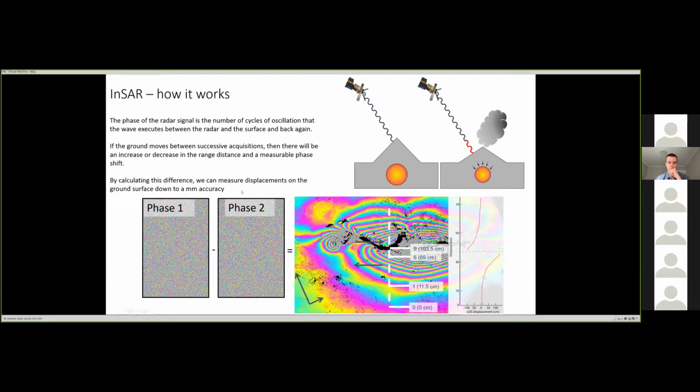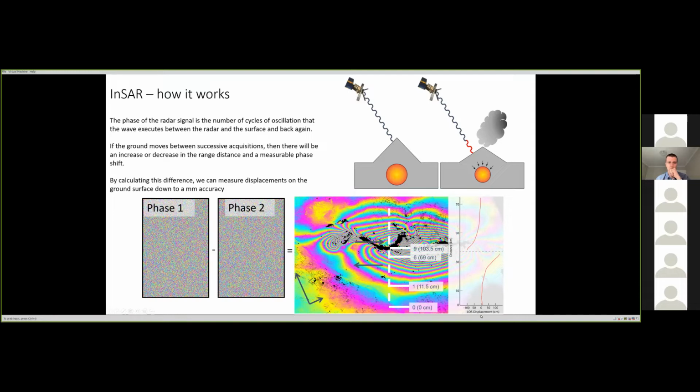So if you look at the bottom left, for a typical two images, phase 1, phase 2, the raw phase is more or less meaningless. It's just a jumble of complex numbers. But when you perform the interferometry, which in essence is just taking the difference between these two values, if there's been a shift in the ground surface, you can generate these fairly beautiful maps of range change between the ground and the satellite.